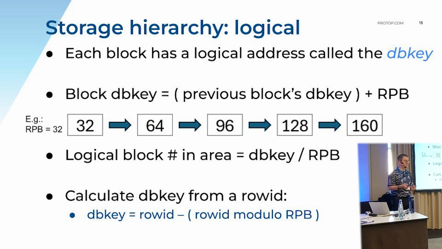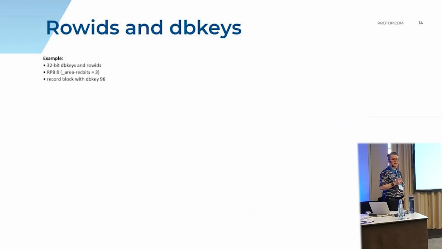So algebraically, it looks like DB key equals row ID minus row ID modulo RPB. To flesh out the mathematical relation between DB keys and row IDs a little more, we're going to look at an example. Sorry, this is a little small and perhaps hard to read, but I'll talk through it.